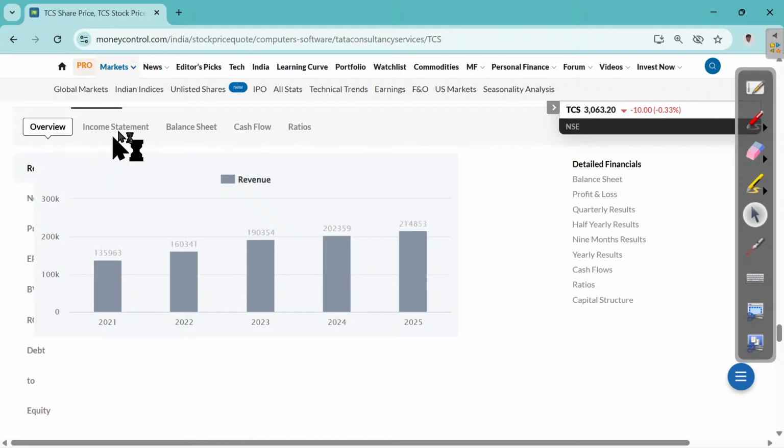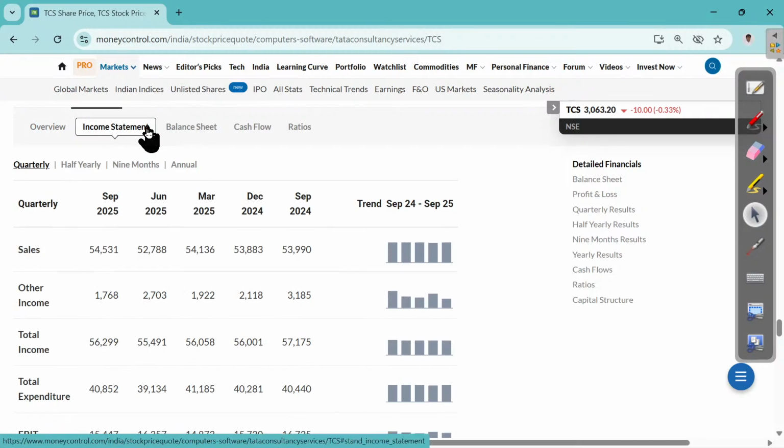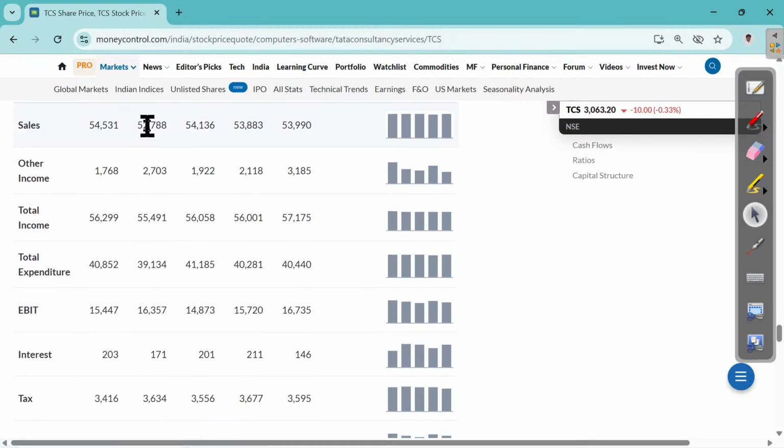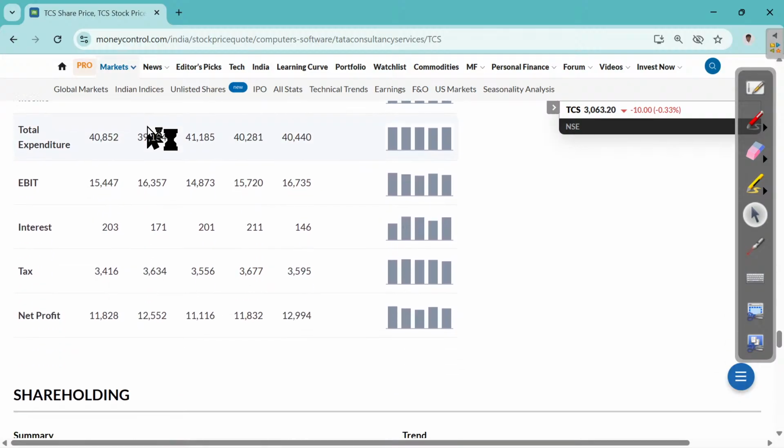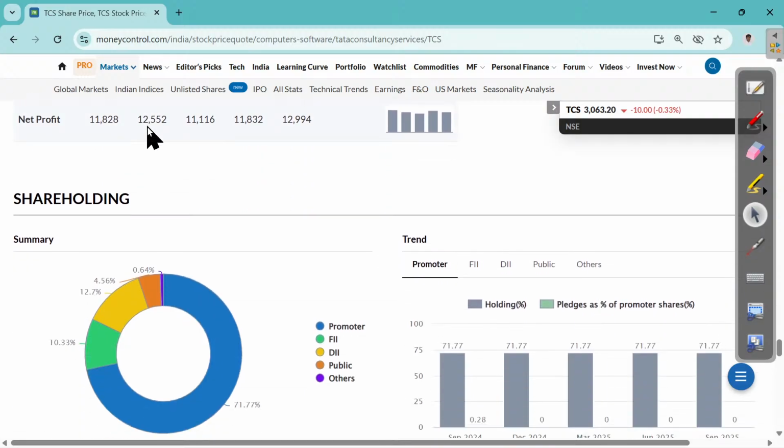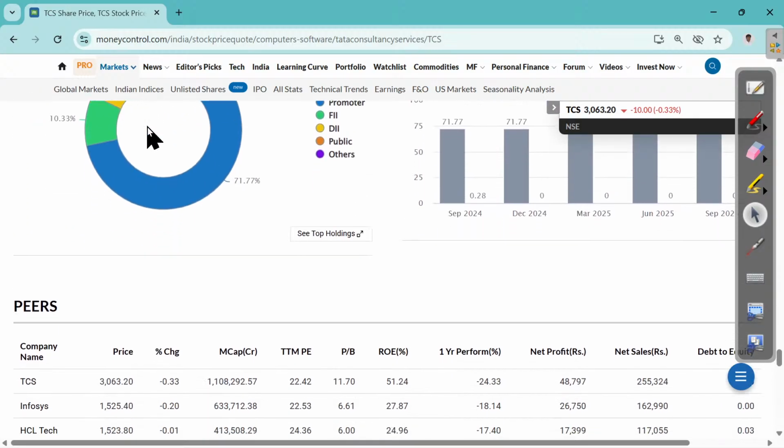See, income statement. How is the income statement? Sales, other income, total expenditure, EBIT, interest, tax, then net profit. It's a condensed version.